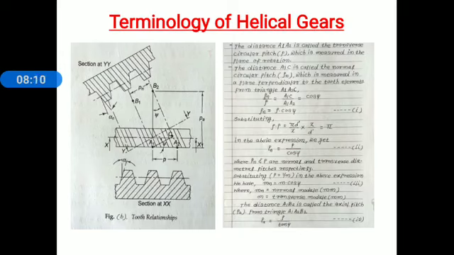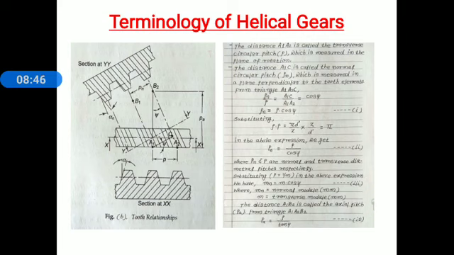In the above expression we get capital P suffix n. Capital P suffix n is equal to capital P divided by cos psi. Capital P suffix n is the normal diametral pitch. Capital P is the transverse diametral pitch. Now one thing about the diametral pitch, it is also called the reciprocal of module. That's why we substitute the value of capital P equal to m in the above expression.